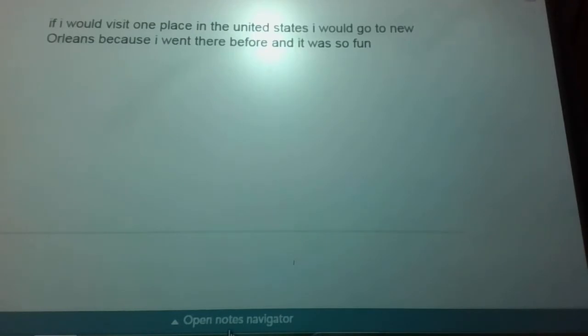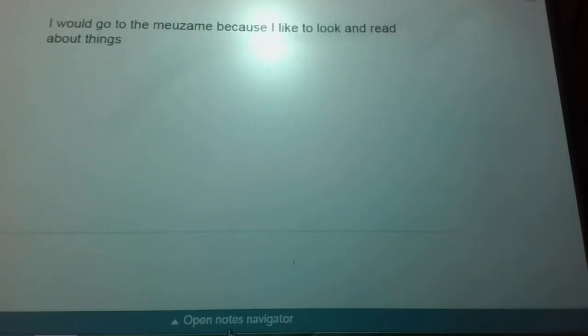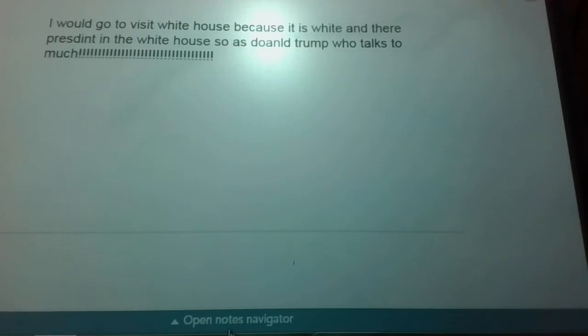If I would visit one place in the United States, I would go to New Orleans because I went there before and it was so fun. I will go to the museum because I like to look and read about things. I would go to visit the White House because it is white and the president is in the White House, so is Donald Trump, who talks too much.